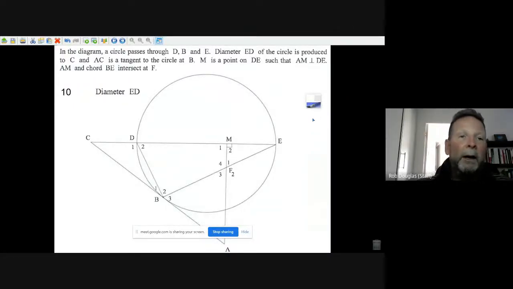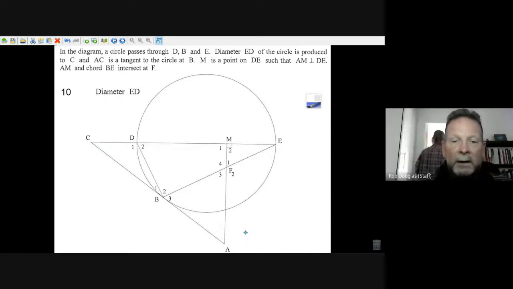Okay, we're going to look at the last geometry question of the November 20 Paper 2 exam. And here it is. It says, and you read this carefully, in the diagram, a circle passes through D, B, and E. There's a diameter. That's important. DE is the diameter of the circle produced to C and AC. AC is tangent. This line here, AC is tangent to the circle right at the point B.